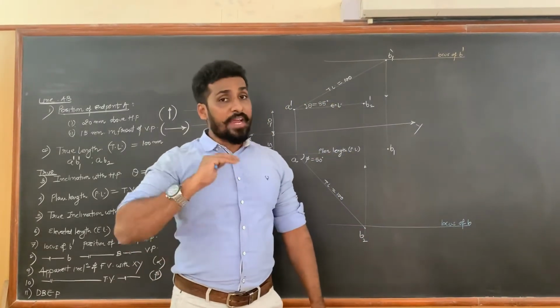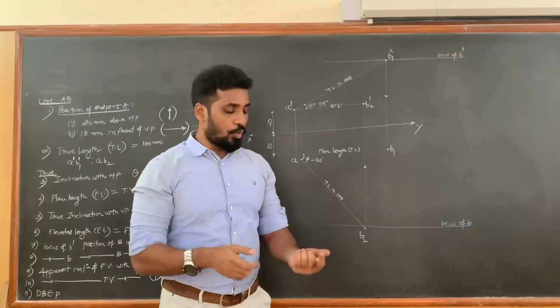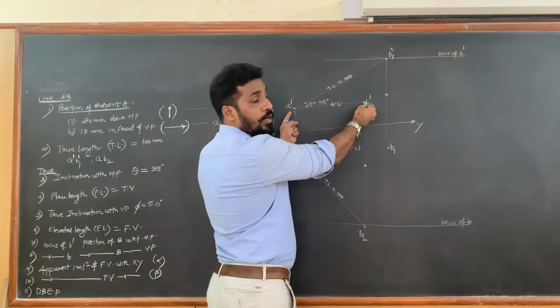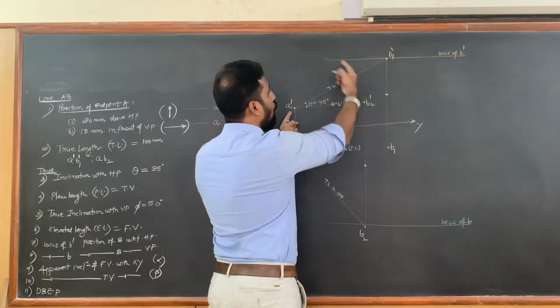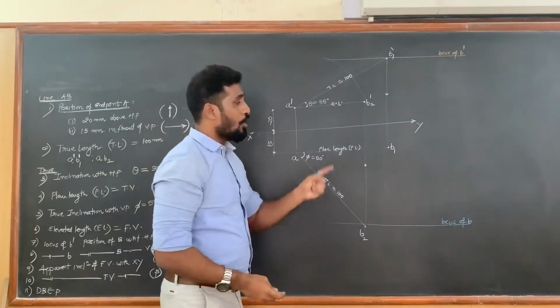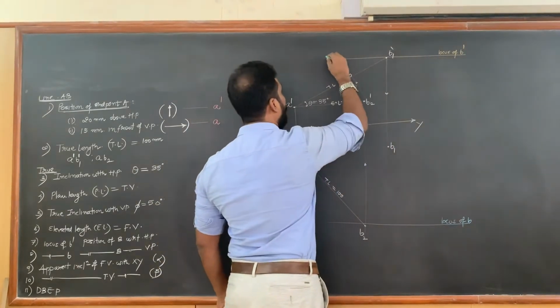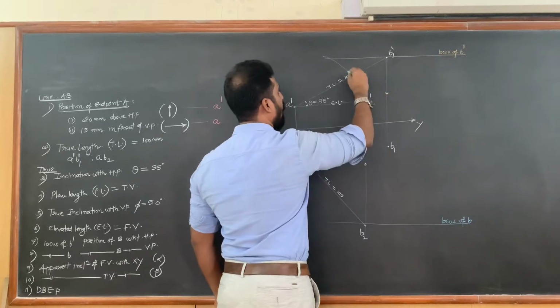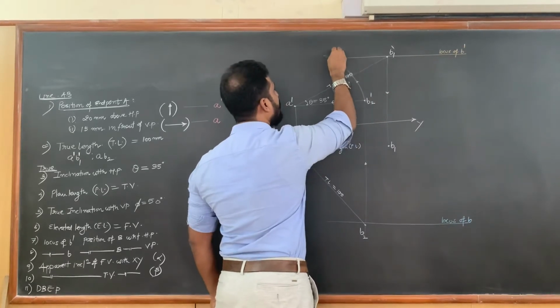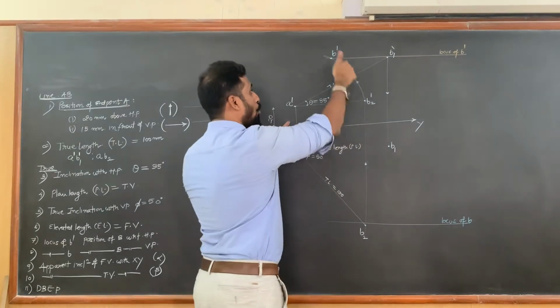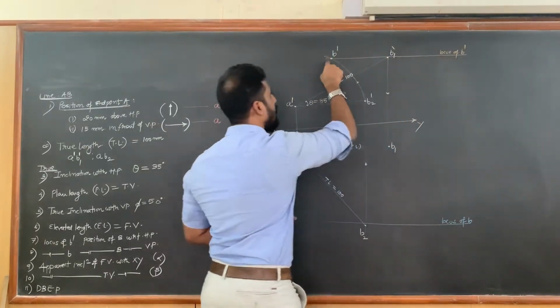Now to get the final view, what you simply need to do is rotate A dash B2 dash towards the locus of B dash. This point that you have got, which is the intersection of the rotation and the locus of B dash, is called B dash.